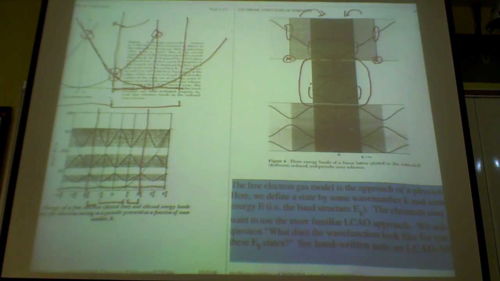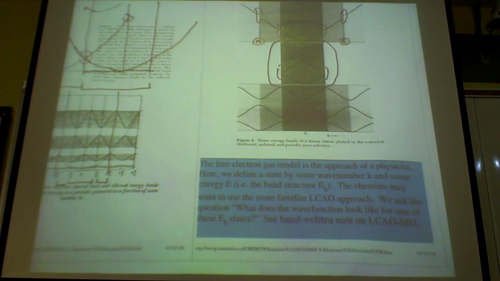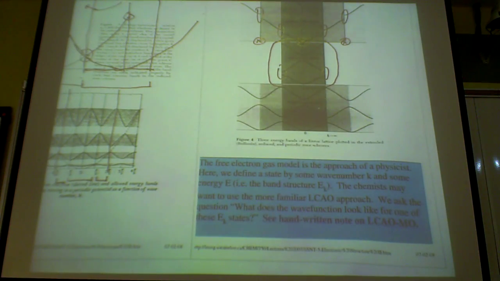But in this case, how do you... So I showed you the physics way, maybe I can show you how the chemists think about it. Perhaps we are more comfortable thinking about this from the LCAO approach, the linear combination of atomic orbitals approach. And we ask the same question: what does the wave function look like for one of these k states? So let me quickly show you this.